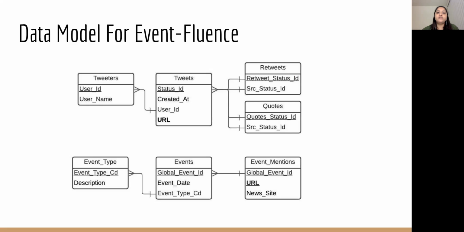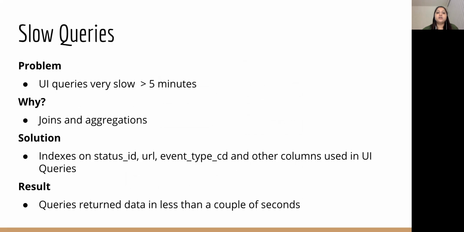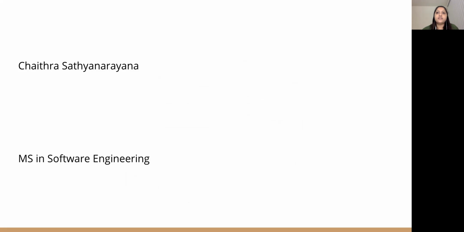This is the data model for Event-Fluence and it is in 3NF normalized form. So because of a lot of joins and aggregations, UI queries were very slow. It took like more than 5 minutes. So indexes were created on status ID, URL, and other columns that were used for UI. And then the queries return data in less than a couple of seconds.